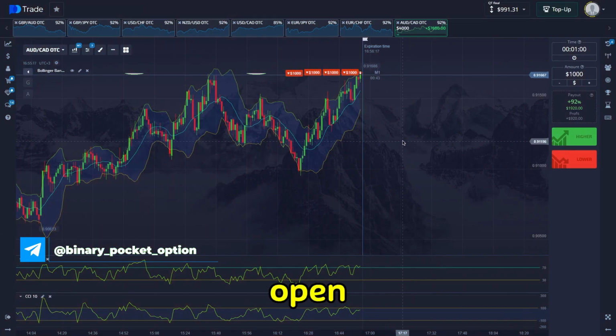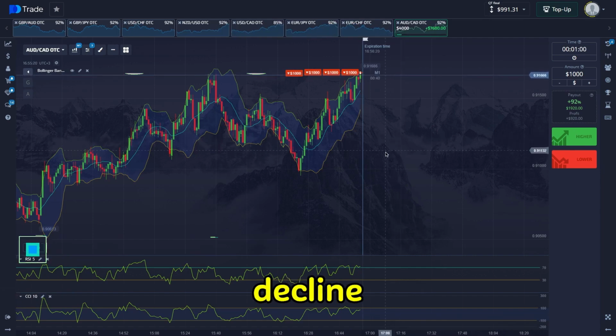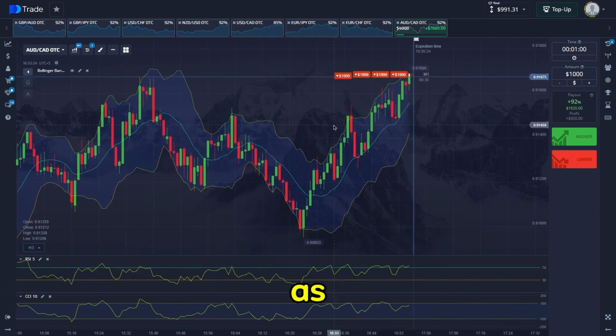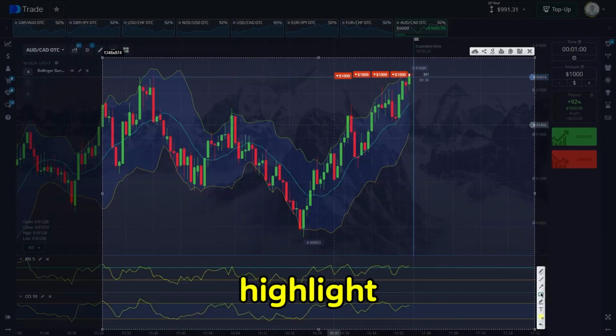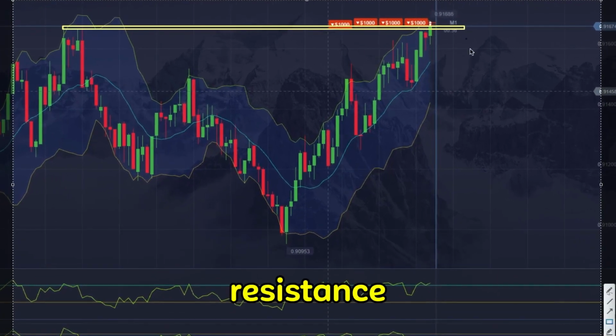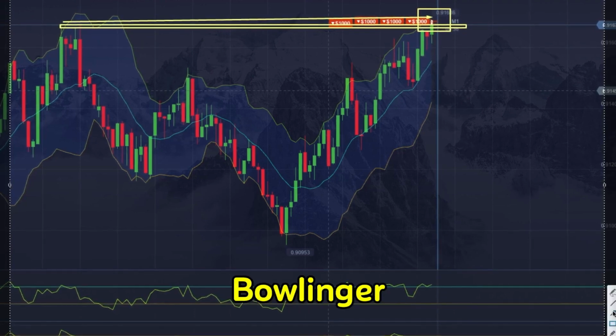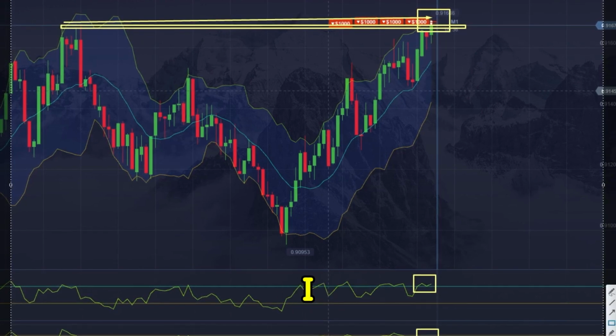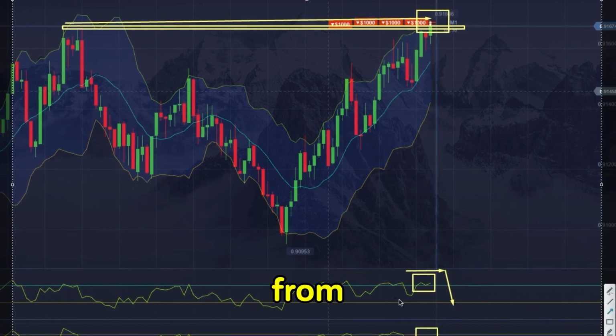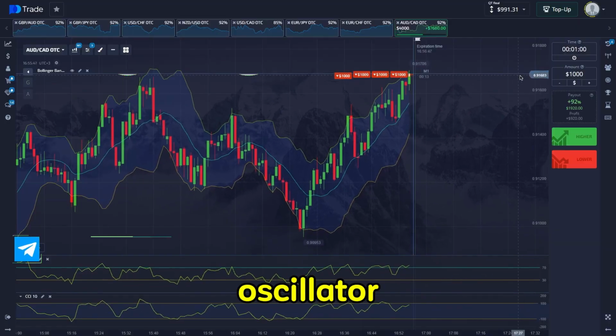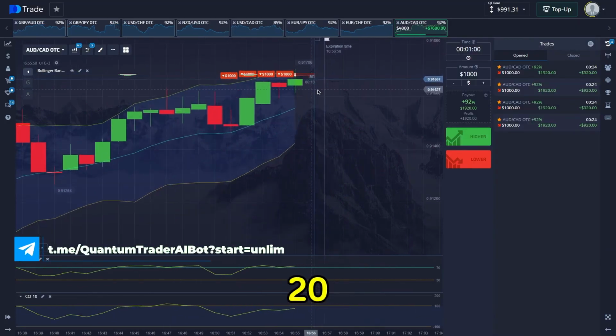And here we will open our final trades. We will open them again for a decline. The trades are open on the same principle as the previous ones were opened. We will highlight the working area. The resistance area has broken through. A new local maximum has formed. The upper Bollinger Band has touched. And I will expect an exit from the overbought area along the RSI oscillator. We have about 20 seconds left to watch the result.